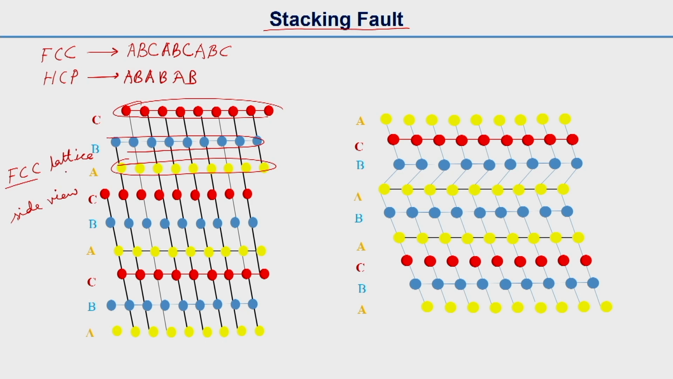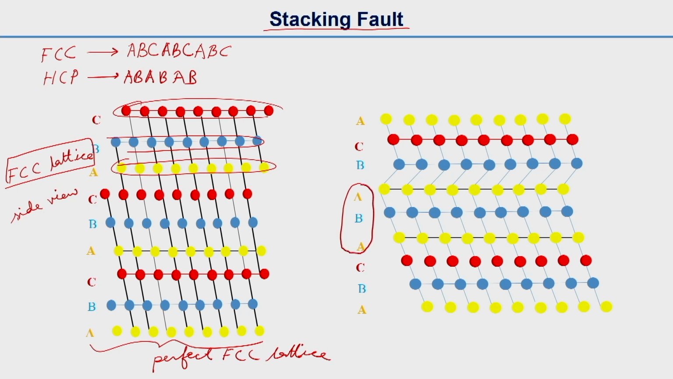Now if you are talking about an FCC lattice, this is the perfect lattice without any defect. But sometimes there will be some defect. Let us say a plane is missing here, so we are getting only AB packing, there is no C plane. That is where the fault is, and that is called a stacking fault.